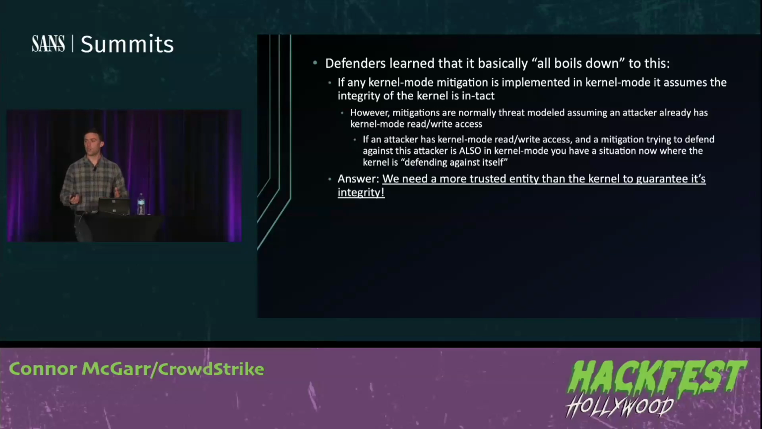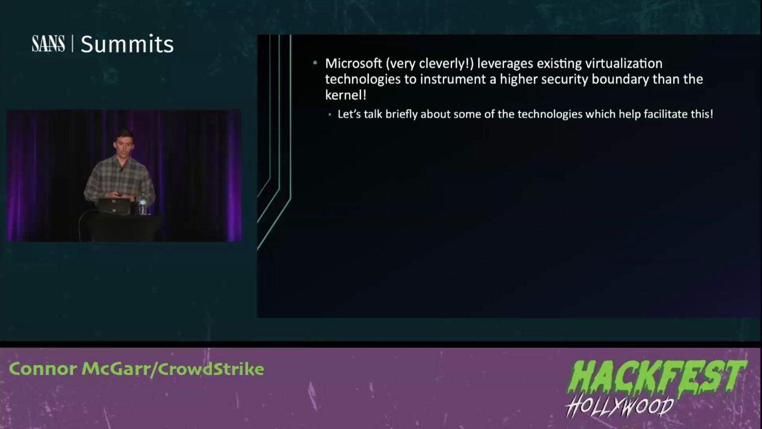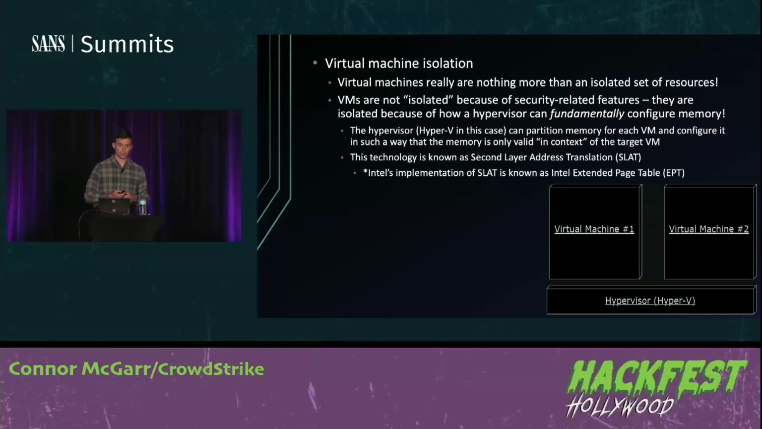So the answer to this question is we need a higher trusted entity than the kernel. As we saw before, what does user mode have to do to get around DEP? You've got to ask the kernel. We need a similar thing here. And the way this is instrumented is through something called virtual trust levels. So Microsoft very cleverly uses the existing virtualization technologies to create a higher security boundary.